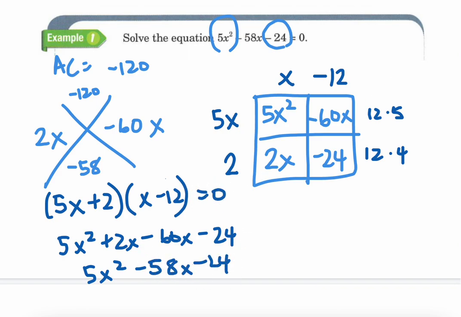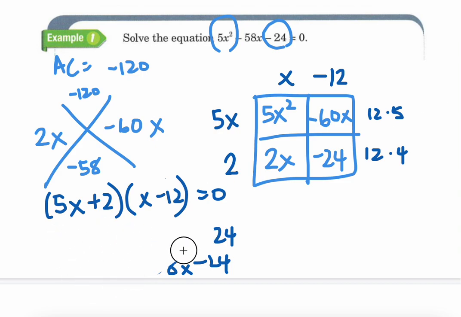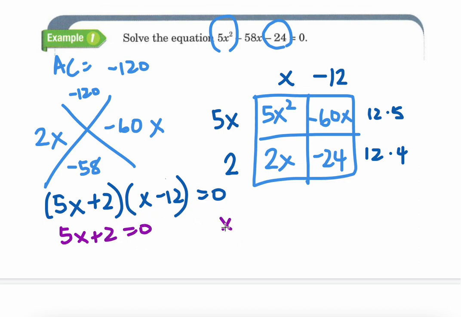Okay, and remember we have to set that equal to 0 because we're not done yet. We have to figure out the answer for x. Now, to figure out the answer for x, I need to set each of them equal to 0. So 5x plus 2 equals 0, and then x minus 12 equals 0. Because as long as one of these binomials ends up being equal to 0, it'll make the entire equation equal to 0, because anything times 0 is 0.